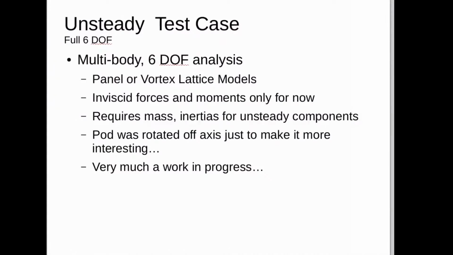So to do a multi-body six-DOF analysis, you can run it in either the panel or the vortex lattice model. Right now, it's only doing inviscid forces and moments, so it's not bookkeeping the viscous forces. There are some methods in there for the vortex lattice for calculating those, but I'm not using them. For the panel method, it's purely inviscid. It requires you to input, obviously, mass and inertias for the unsteady components, so for those things that are moving. And in this case, just to make it a little bit interesting, I moved the pod off axis just to make the starting condition a little bit more fun.